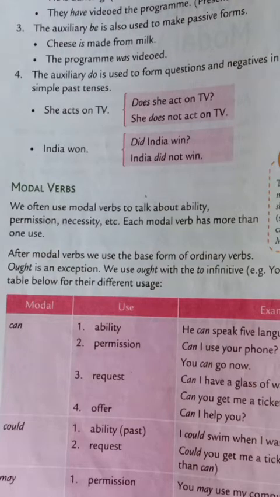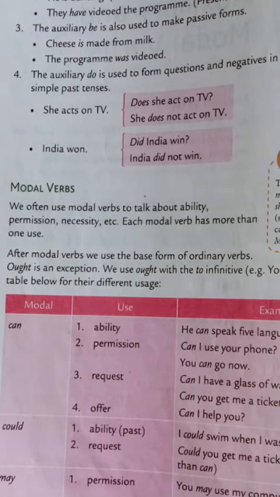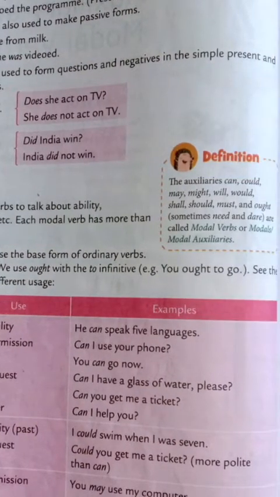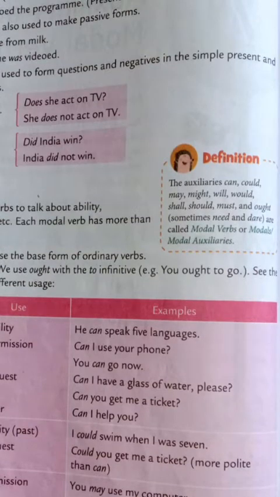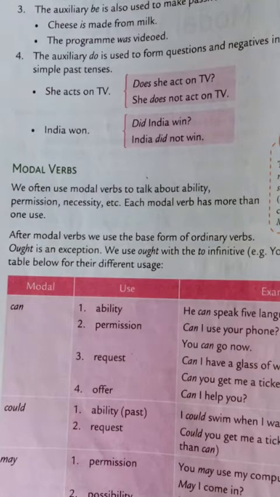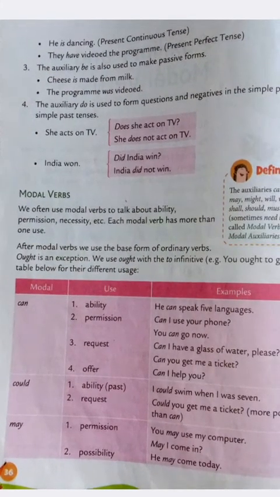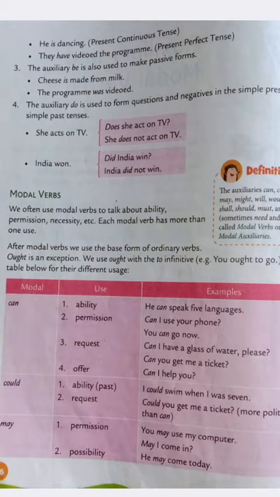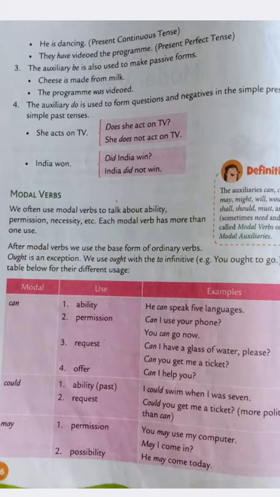After modal verbs, we use the base form of ordinary verbs. Ought is an exception. We use ought with the to-infinitive. For example, you ought to go. See the table below for their different usages. Modal, use, example. Modal can. Use: ability. He can speak 5 languages. Ability means what you can do.